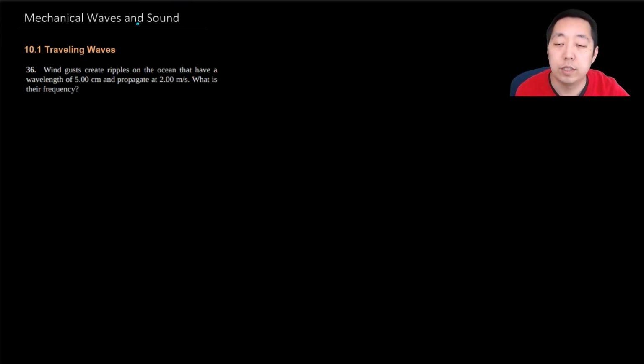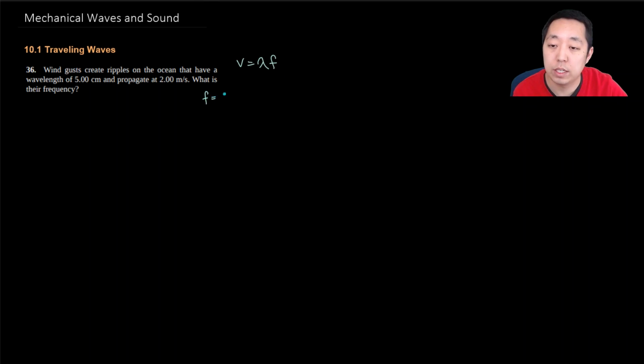So now we're going to be looking at different mechanical waves and sounds, and we're going to start with traveling waves. The basic equation for wave equations we're always going to use is velocity equals wavelength times frequency. Wind gusts create ripples on the ocean that have a wavelength of 5 centimeters and propagate at 2 meters per second. What is the frequency?